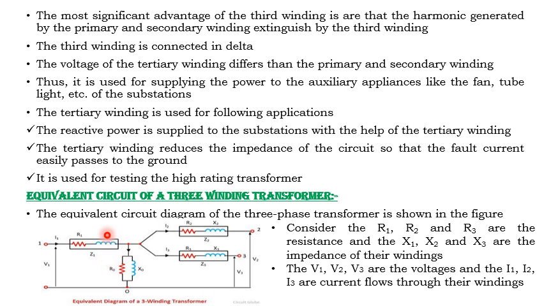So this is the primary winding, this is the secondary winding, and this is the tertiary winding. Obviously, each winding consists of its respective resistance and reactance. The combination of these two we can represent as the impedance. And R naught and X naught are the no load components of the resistance and reactance values.